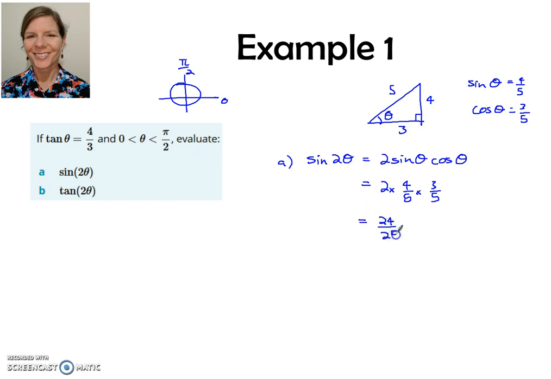Okay, so look for things, if you have ratios like 3 over 4 or 4 over 3 or 5 over 3, anything to do with 3, 4 and 5, that's a bit of a clue that you might be dealing with a 3, 4, 5 triangle.